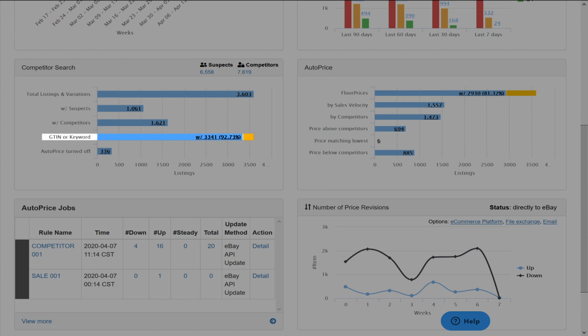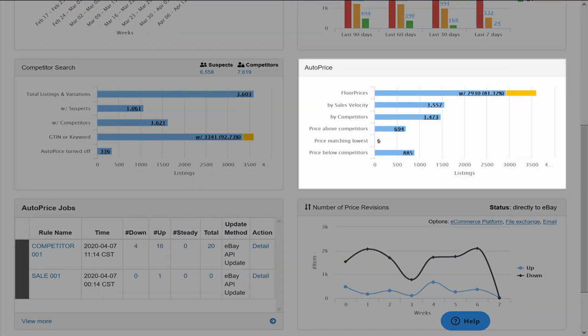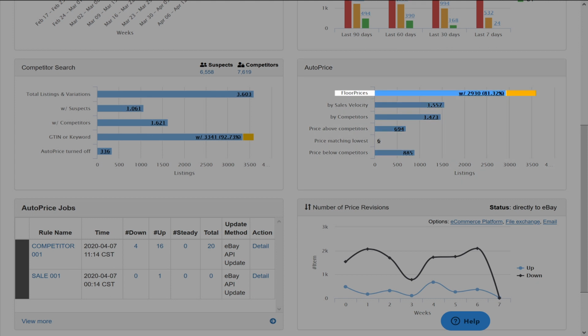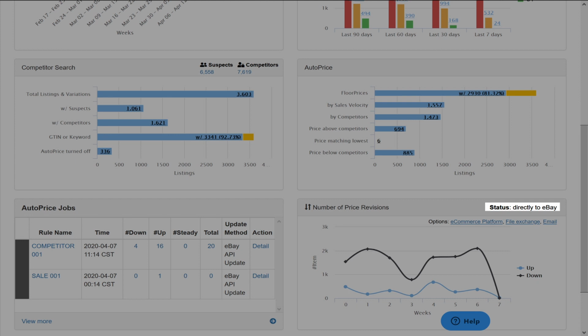To ensure you're always profitable, we only auto-price items that we have floor prices for. In this auto-price section, you will see the number of your items that have floor prices and those without. It also shows where you stand in terms of price relative to your competitors, whether yours are higher or lower. If you look at the price revisions chart here, it tells you where StreetPricer is sending the price updates to, whether it's directly to eBay, to your e-commerce platform, or offline to your email address.